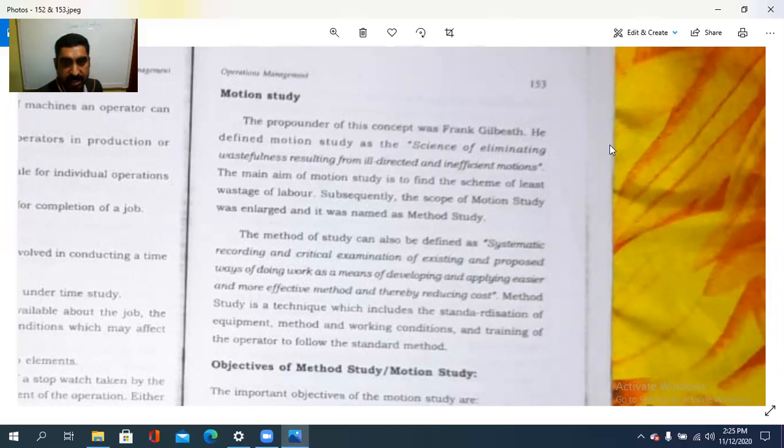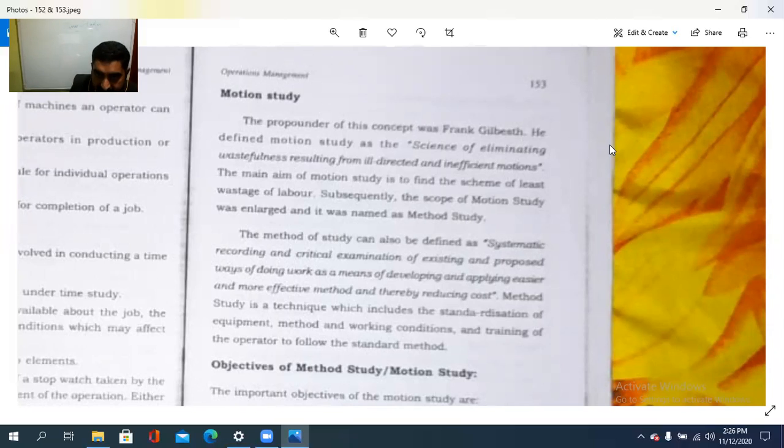The main aim of motion study is to find the scheme of least wastage of labor. തൊഴിലാളി, തൊഴിൽ ഇടങ്ങളിൽ അവരുടെ വേസ്റ്റേജ്, അതായത് at least the least wastage of the labor force. ലേബർ ഫോഴ്സിനെ അങ്ങേയറ്റം വേസ്റ്റേജ് ഉണ്ടാക്കുന്ന ആ ഒരു പ്രൊസീജിയർ അത് കുറയ്ക്കാനായിട്ടാണ് മോഷൻ സ്റ്റഡി കൊണ്ട് ഉദ്ദേശിക്കുന്നത്. Subsequently the scope of motion study was enlarged and it was named as method study. ഇപ്പൊ ടൈം സ്റ്റഡി ഉണ്ട്, മെത്തേഡ് സ്റ്റഡിയോ മോഷൻ സ്റ്റഡിയോ ഉണ്ട്.